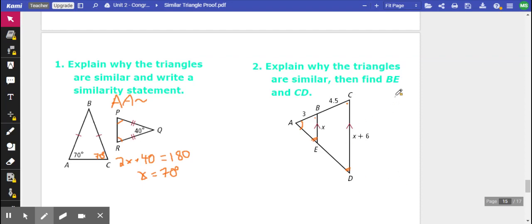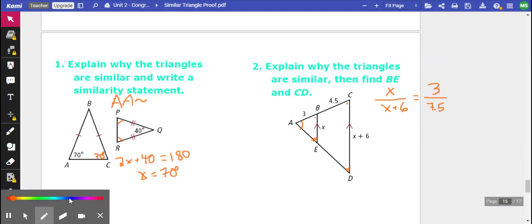So once we know that, we can set up a proportion over here to the right. I know that I'm going to have my large triangle and small triangle being compared. So I can do the bottom sides. I would have x over x plus 6, and that would have to be equal to small over large. So I would have 3 over this whole side from A to C, which would be 3 plus 4.5, which would be 7.5.